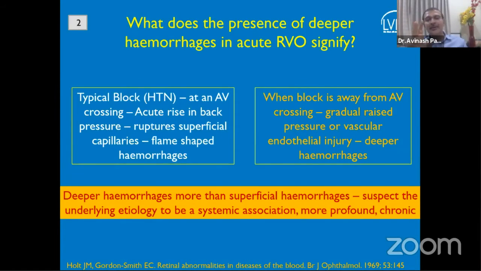In the typical block, the hypertension associated, the age-related, there is an acute rise in back pressure that causes ruptured superficial capillaries resulting in flame-shaped hemorrhages, which is not the case for deeper retinal hemorrhages. The deeper retinal hemorrhages are usually caused by gradual raised pressure or vascular endothelial injury. This is how the difference between the deeper and the superficial hemorrhages happens. And to add a few more points, when you see a patient who has deeper hemorrhages, suspect the underlying etiology to be systemic, more profound and of chronic nature and not acute nature.